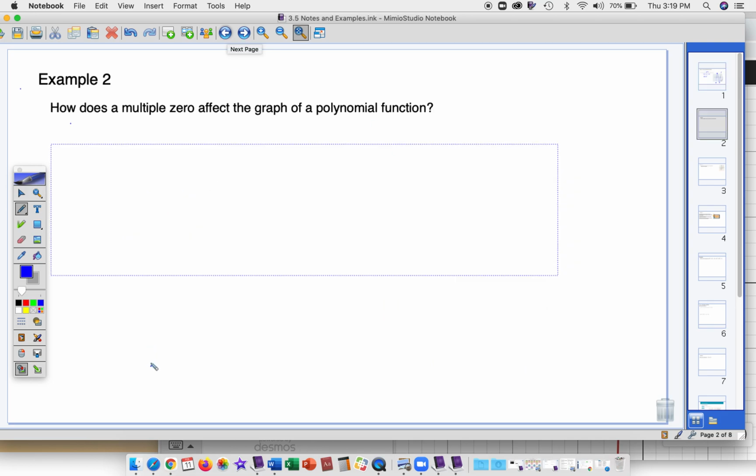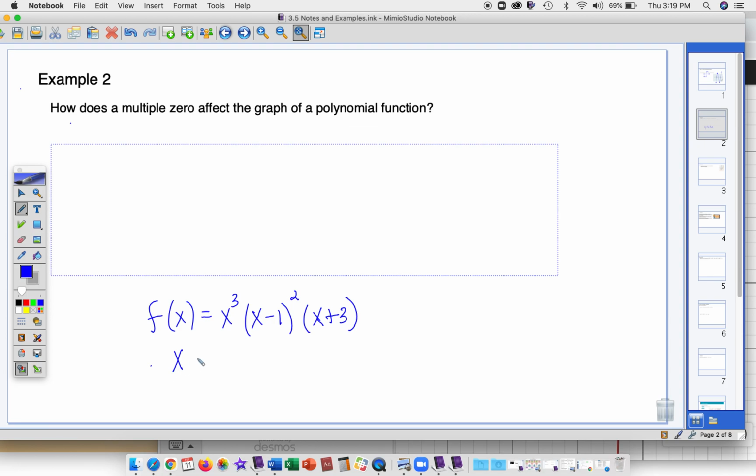For example 2, how does a multiple 0 affect the graph of a polynomial function? Well, what do we mean by multiple 0? If I have f of x equal to, let's say, x cubed times x minus 1 to the second power, and then x plus 3. Okay, so each one of these is a factor, right? And they actually have what we call a multiplicity.